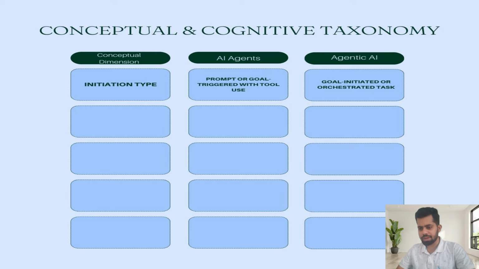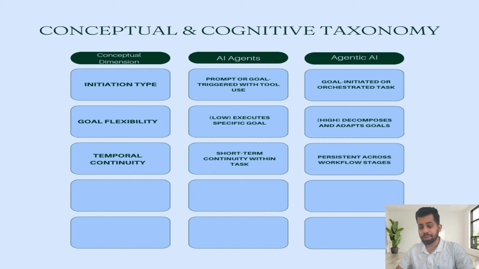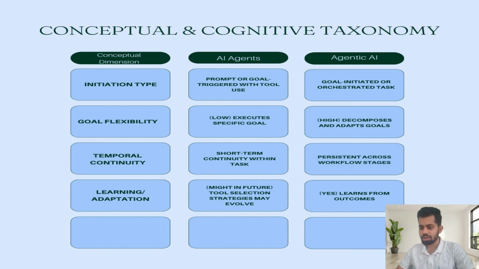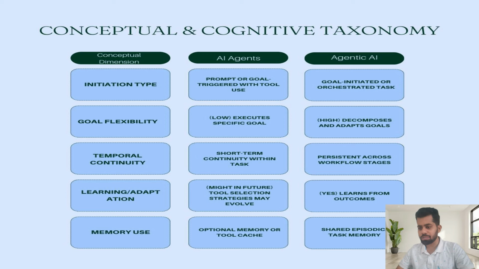Let's look at the cognitive side. An AI agent starts via user prompts or tools, while agentic AI starts with a goal and builds a plan itself. AI agents come with low flexibility, while agentic AI adapts goals dynamically. AI agents forget very quickly, but agentic AI remembers across workflow stages. From the learning point of view, AI agents might use static strategies to learn, while agentic AI learns from its outcomes. AI agents sometimes have optional memory, but agentic AI has episodic memory across tasks.